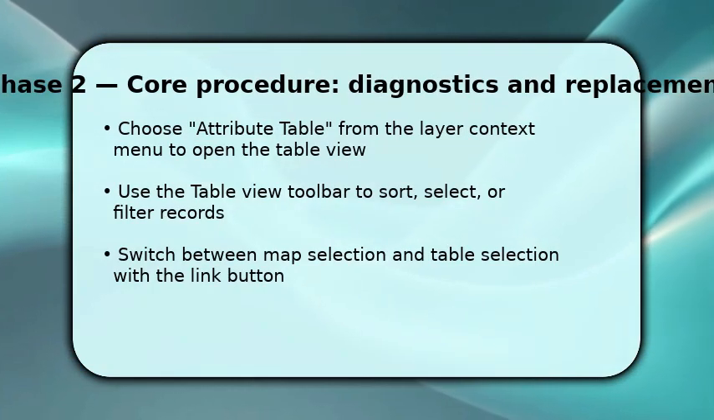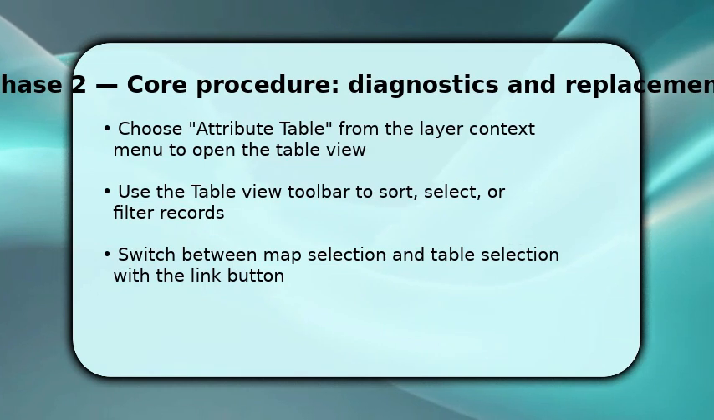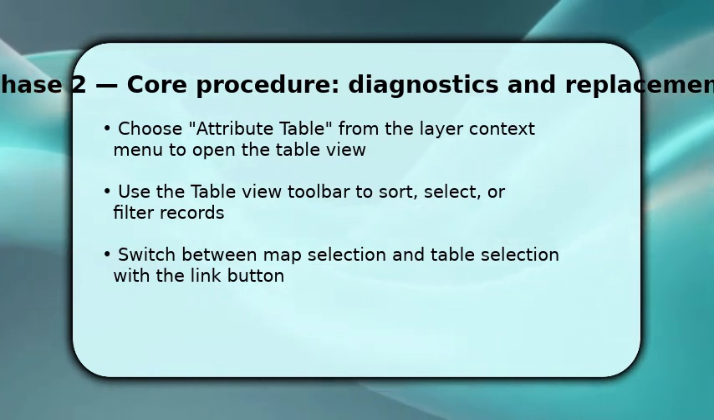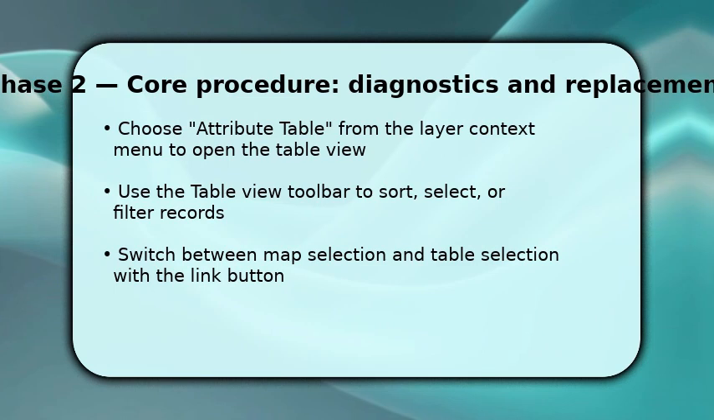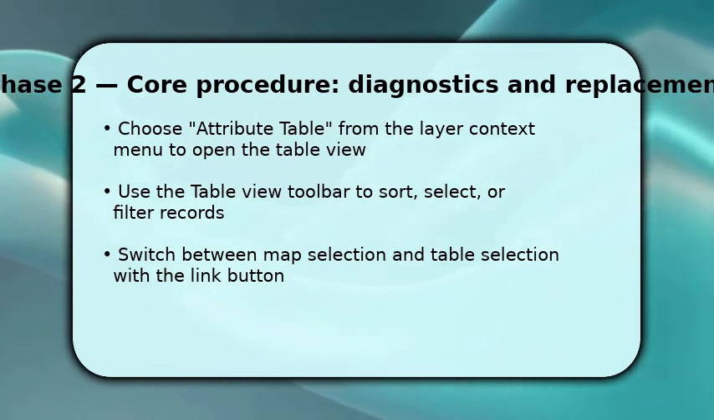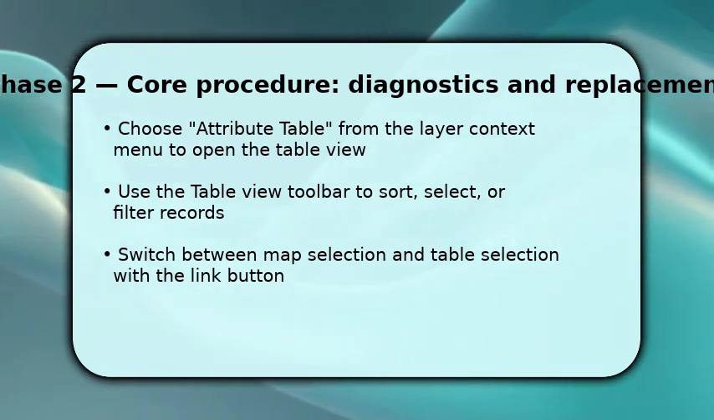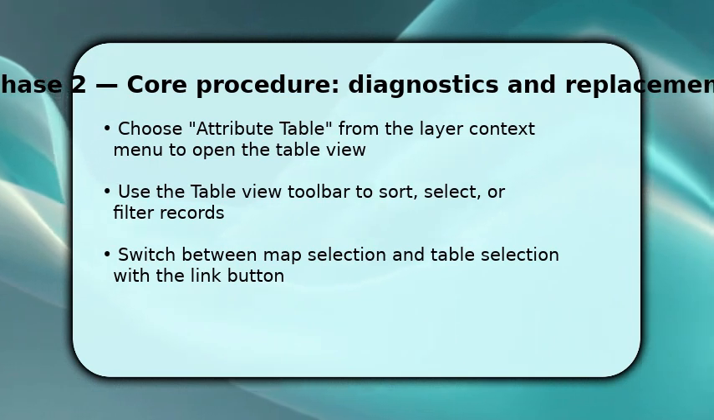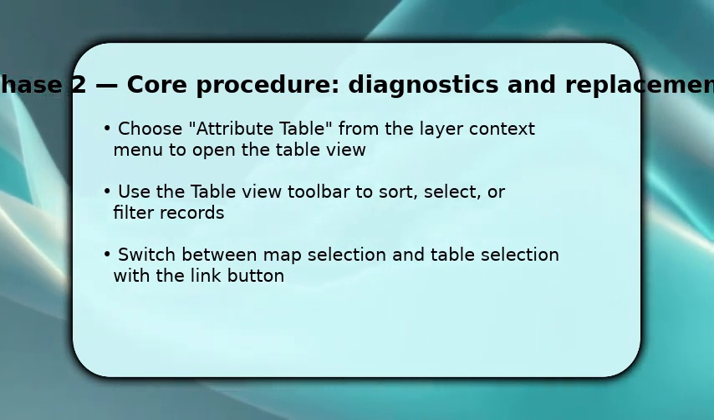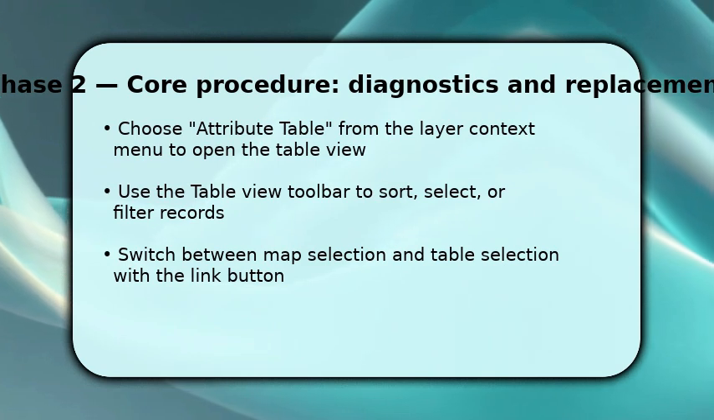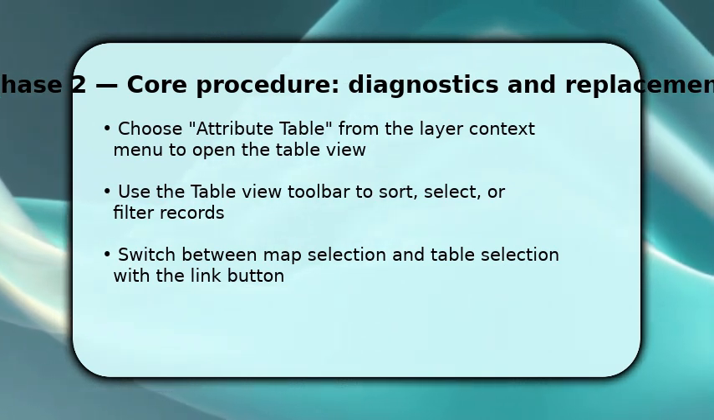Now choose Attribute Table from the context menu to open the Table panel. Once open, the Table toolbar gives you tools to sort columns, apply filters, and select records. Use these to narrow focus. Make sure the Map Table link is active so selections sync between the map and table. That linkage explains why clicking a row highlights features on the map.